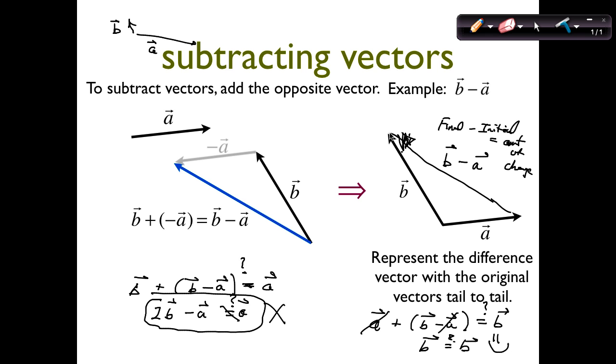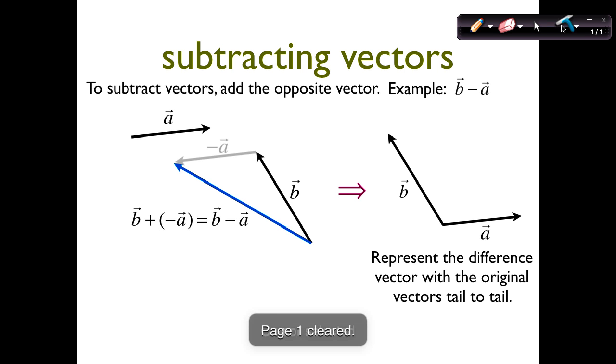So final quantity is B. This is my final, and my initial is A. Then B minus A, final minus initial, would be pointing in this direction. So your final is here minus your initial is here. So that's another way to figure out which direction you're going to make that. So take your pick. Questions on subtraction? We'll get some practice on the homework for that. All right.